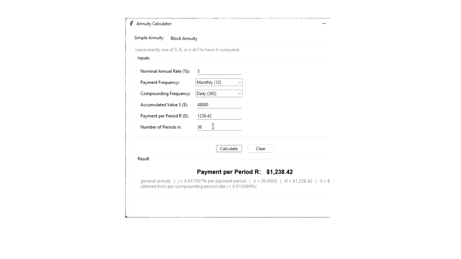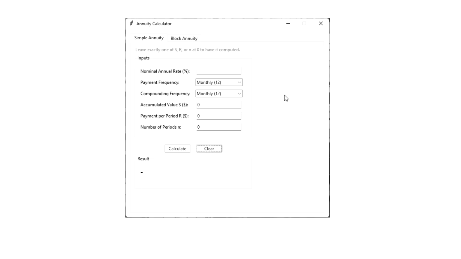And then you can do the same thing. You can solve for N. So we can leave this 0. Let's see if this works without doing the clear. We should get 36. Yeah, well, it's slightly off because of the rounding, but I could have also cleared it. So you can leave any one of these 3 blank, as noted up here, and the program will solve for that one that's left blank. So we'll use this in some of the problems that I have at the end of this section.